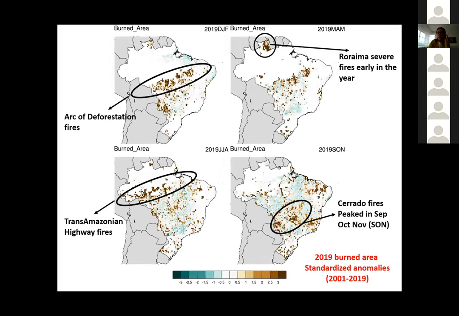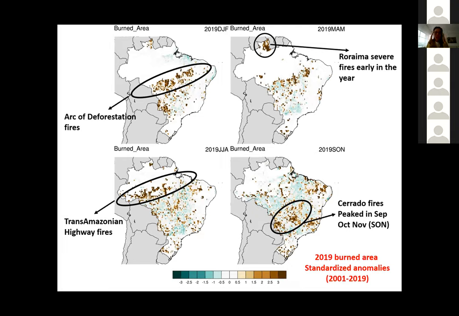Another thing that we did was to visualize where these fires had happened for each year, from 2000 to 2019. I am only showing you 2019, where the anomalous fires had happened. What I'm showing you here is each of the quarters, from December through November, where the standardized anomalies of fire occurred, which represent the areas that have fires that are not normal, that are above the means and above the standard variability of those pixels. These are pixel-based anomalous fires.